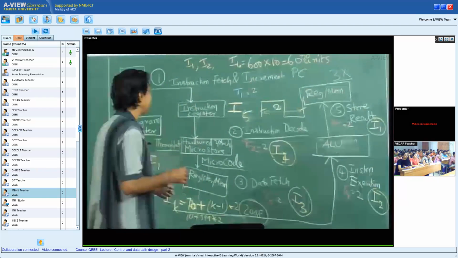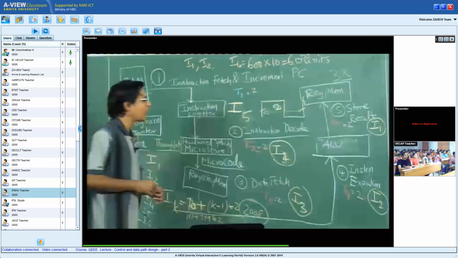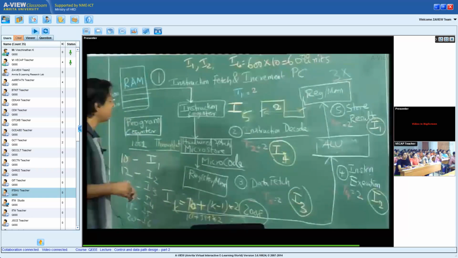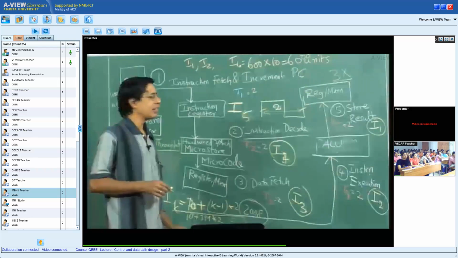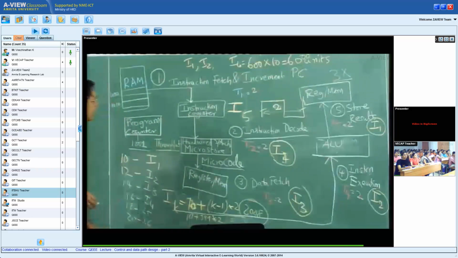Now in the next 5 minutes I would like to put forth one point here, that there is something that needs to be added into this diagram.